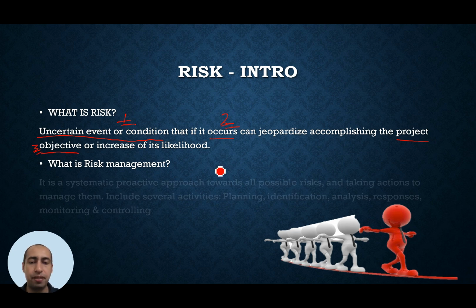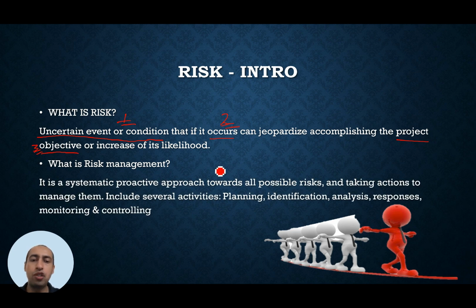So what is risk management? Risk management is the systematic, proactive approach towards all possible risks and taking actions to manage them, including several activities: planning, identification, analysis, responses, monitoring, and controlling. So the first thing that we are noticing from this is that risk management is a systematic, proactive approach. It's a system that we deal with the risks based on. This system is used to deal with all possible risks. So basically, risk management has to deal with the risks.